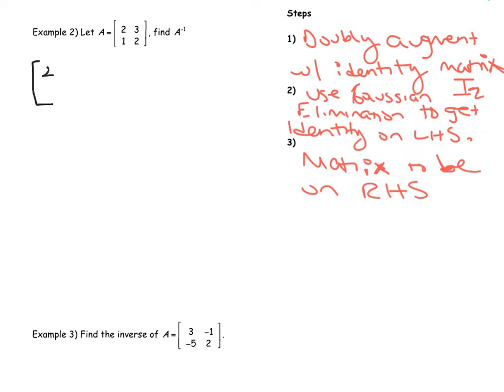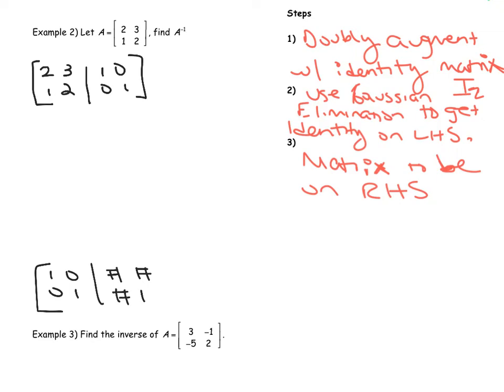So we have 2, 3, 1, 2, where we have 1, 0, 0, 1 on the other side. That's the identity. Okay, first step now, guys. Remember, our end result is we want 1, 0, 0, 1 with all the numbers on the right-hand side. This will be our inverse matrix, so that will be our A inverse. Remember, this is the goal. Keep the goal in mind. All right, so let's get started here.